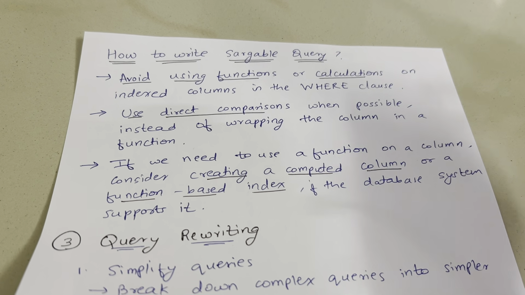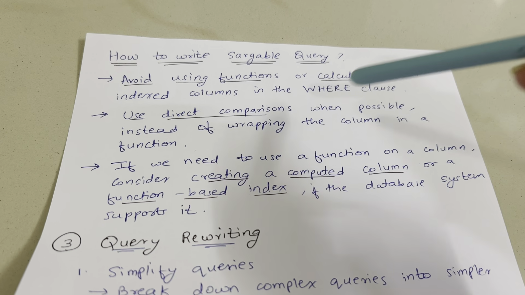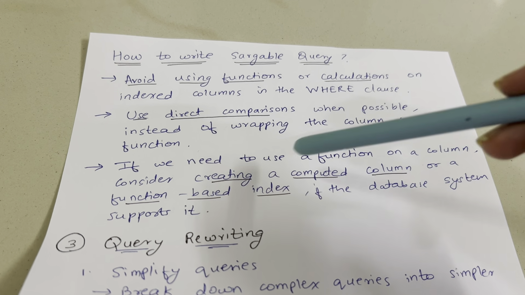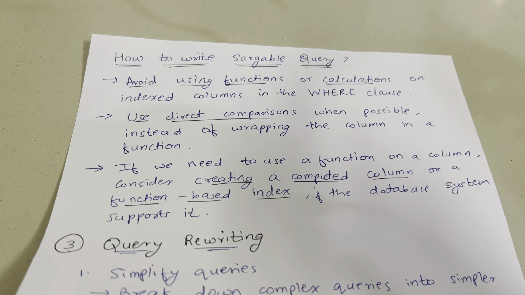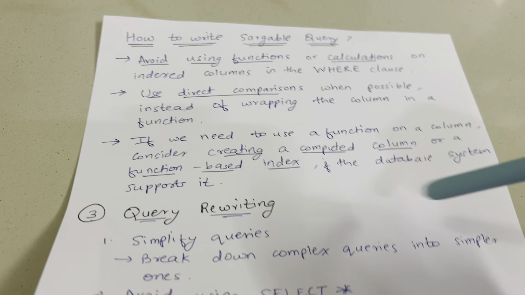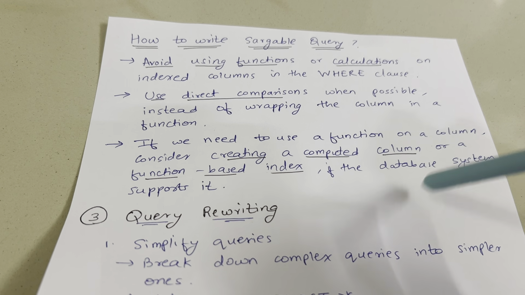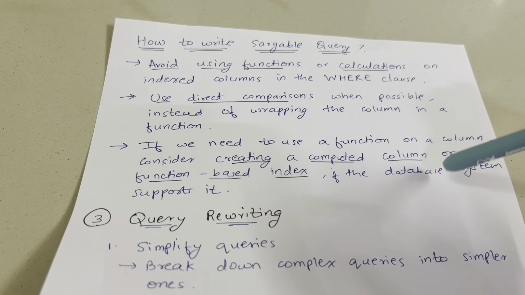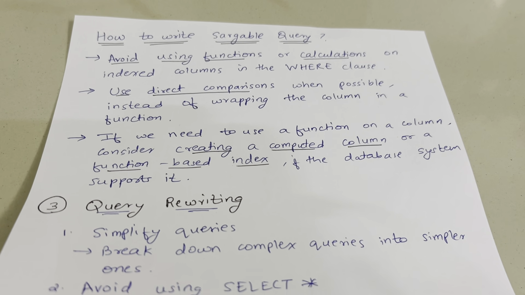How to write a sargable query? Avoid using functions or calculations on index columns in the WHERE clause. Use direct comparisons when possible instead of wrapping the column in a function. Basically, do not use functions or calculations in the WHERE clause. Third, if we need to use a function on a column, consider creating a computed column or a function-based index if the database system supports it. So this is how you can avoid writing non-sargable queries.